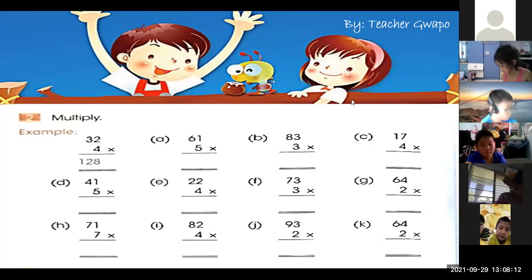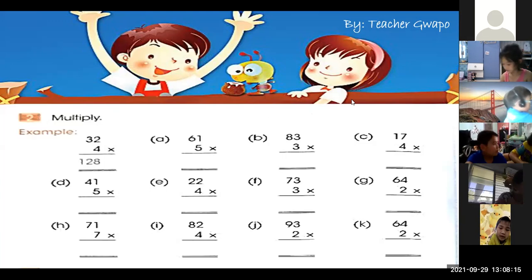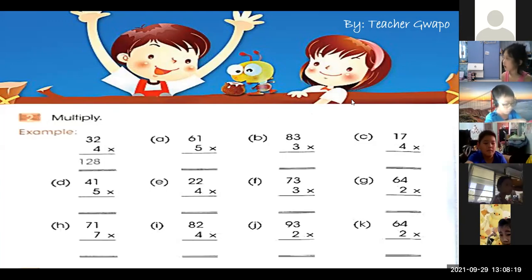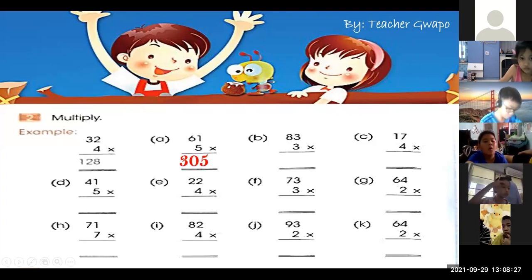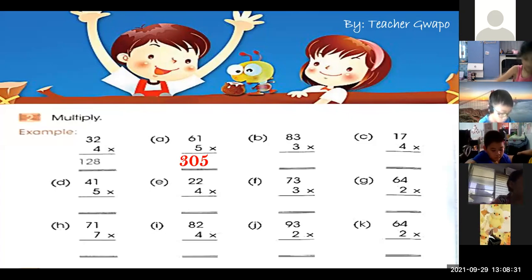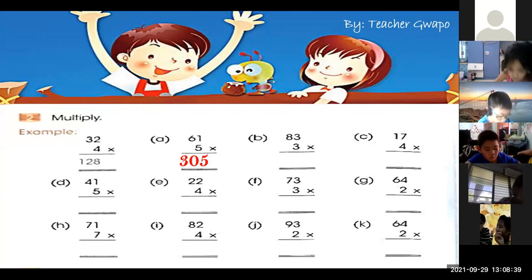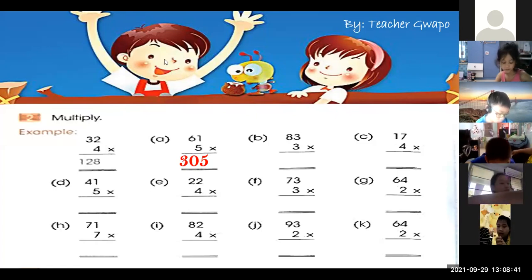Now letter A. 61 times 5. What's the answer here? 305. It's correct. Very good. How about letter B? What's the answer in letter B? That is 83 times 3.